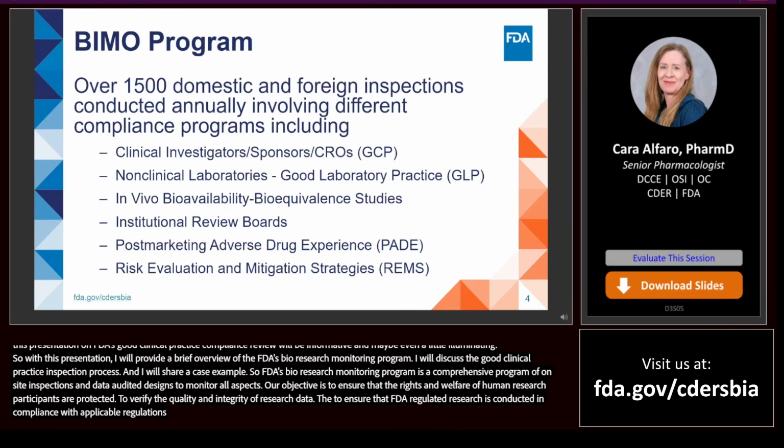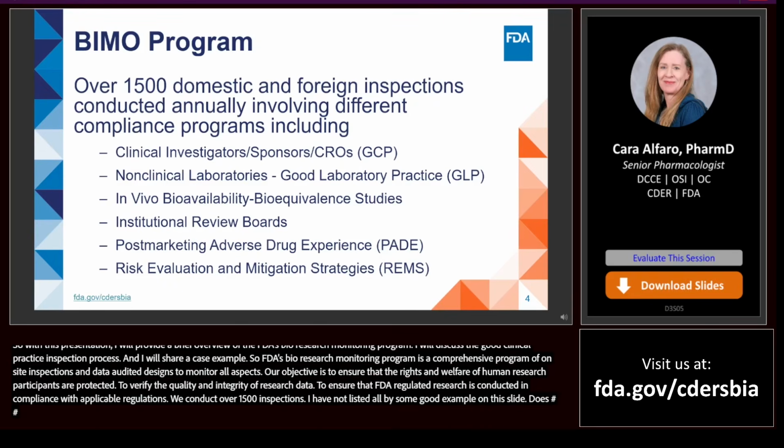Now, we conduct over 1,500 domestic and foreign inspections annually that involve different compliance programs, and I have not listed all of them here, but I've given some examples, and they include GCP inspections, which I'll speak more about in this presentation, GLP inspections, in vivo bioavailability and bioequivalence studies, institutional review board inspections, and PAIs and REMS inspections. And the Office of Scientific Investigations coordinates inspections for many of these compliance programs.